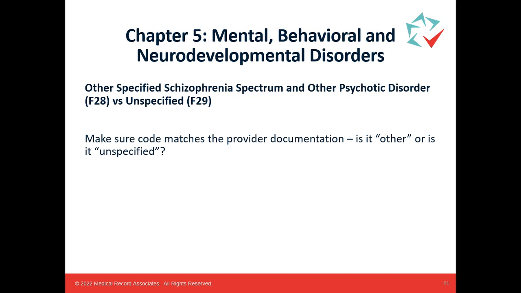So again, when you're coding these specified schizophrenia spectrum and other psychotic disorders, whether you go with the other, which is the F28, or the F29 code for the unspecified, depends on your documentation. Make sure your code matches your provider documentation. Is it other or is it unspecified? Your code selection needs to match the documentation for sure.